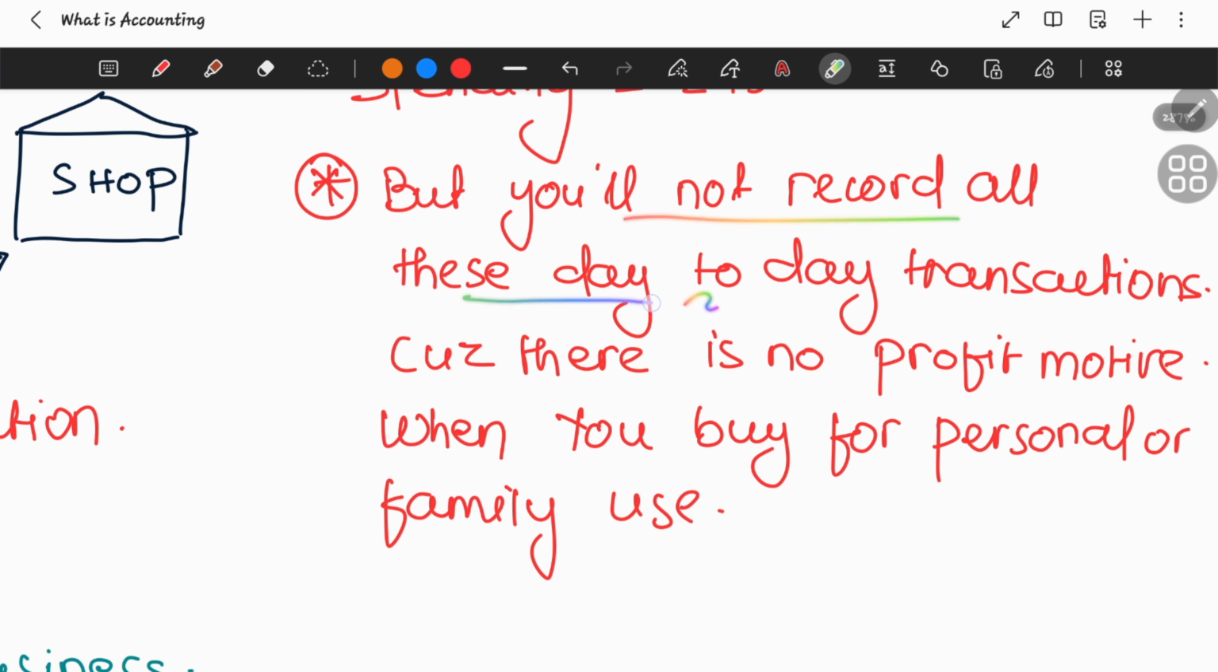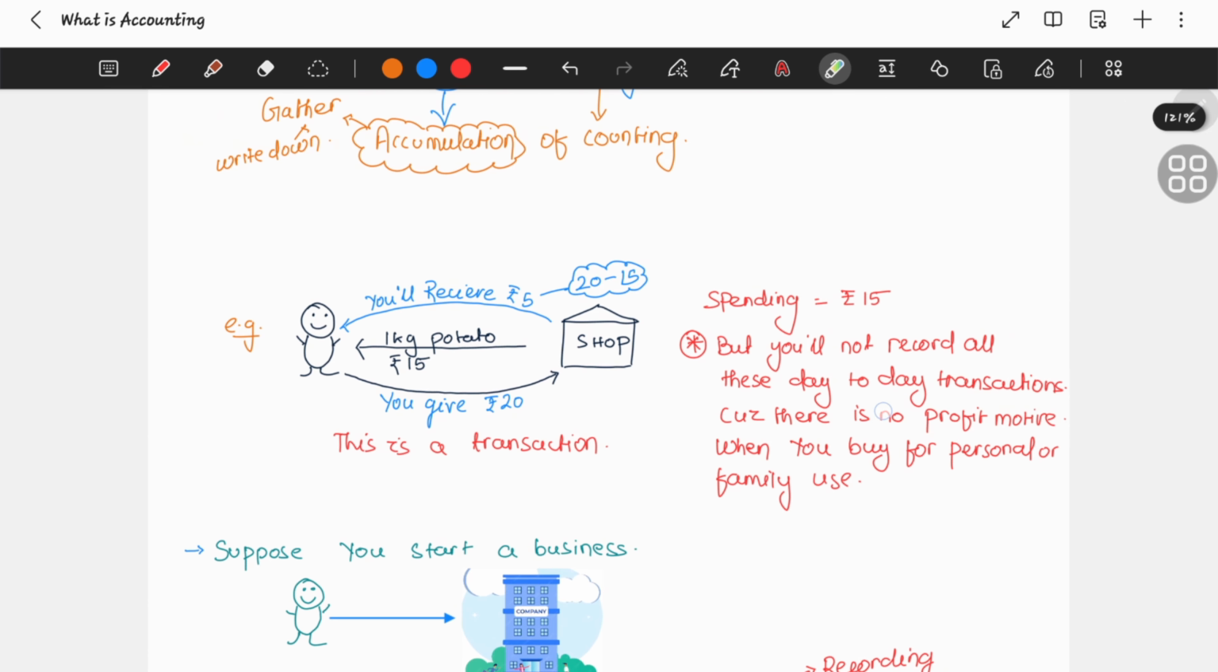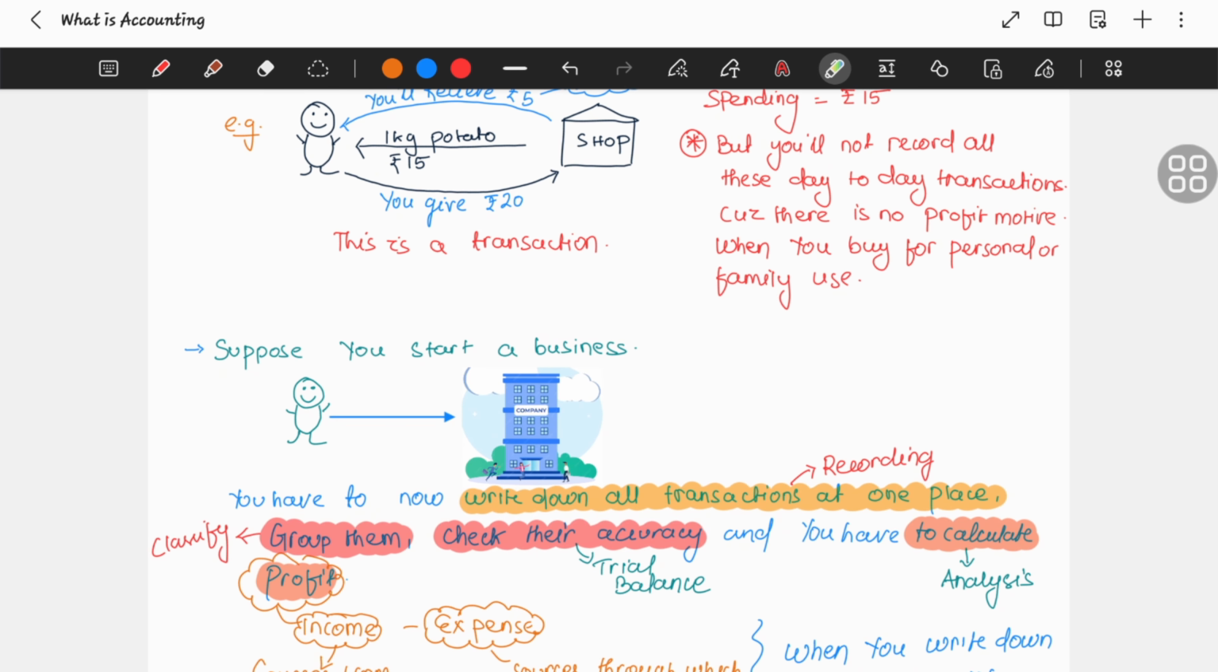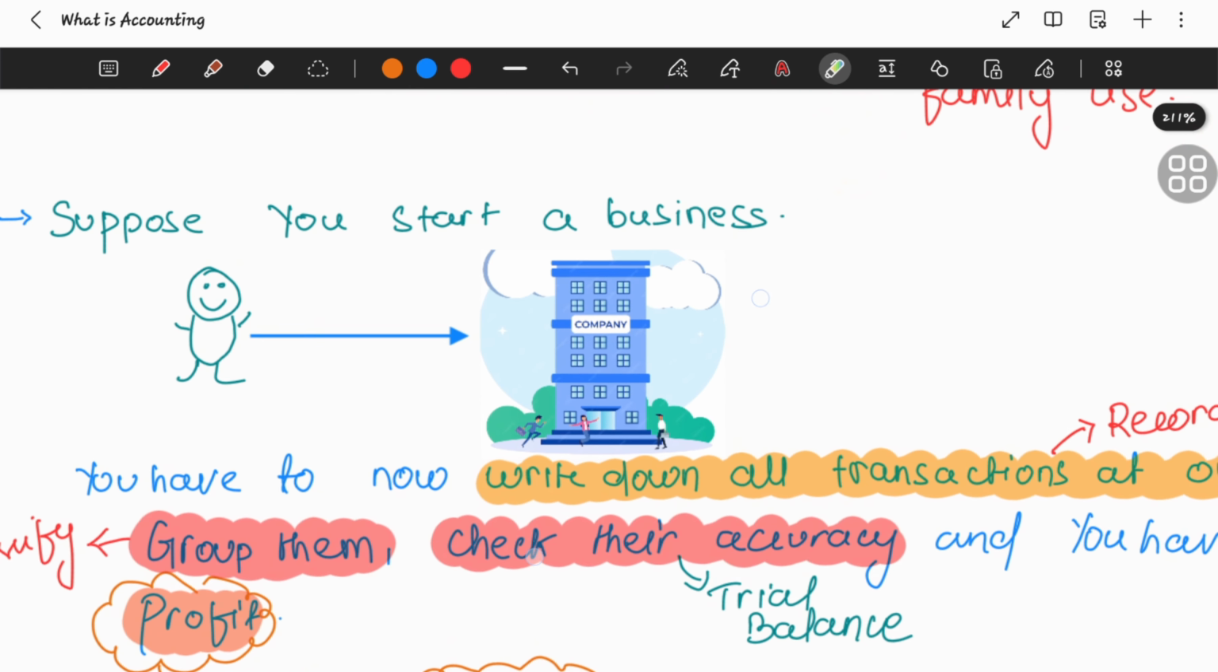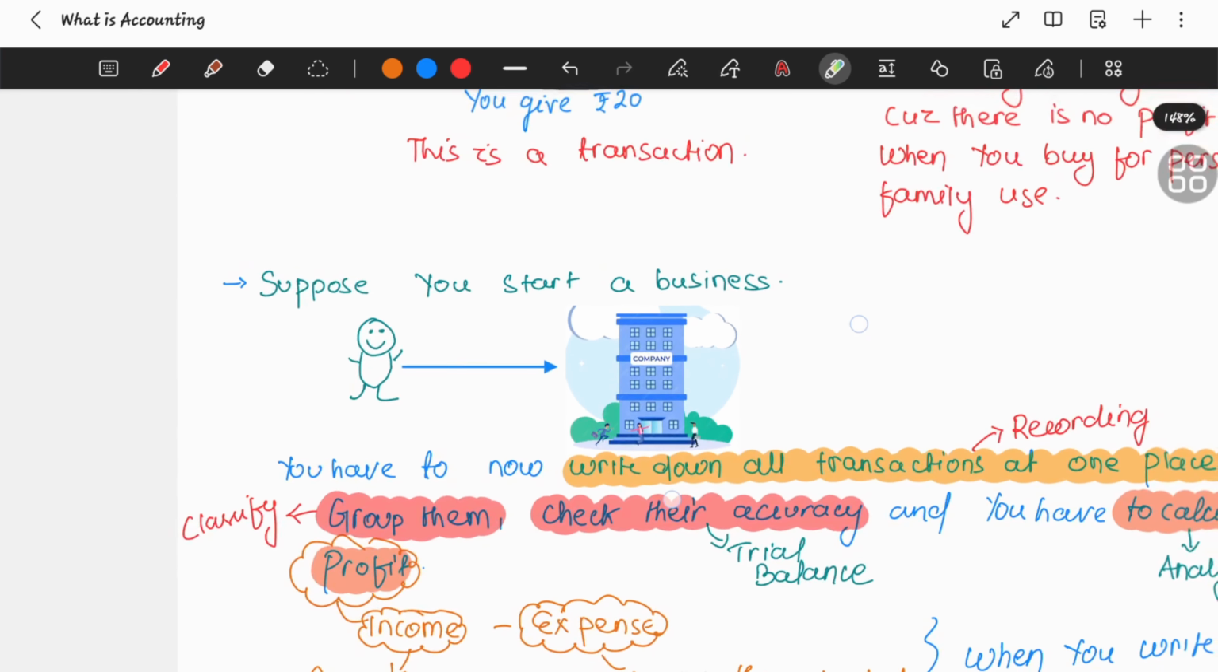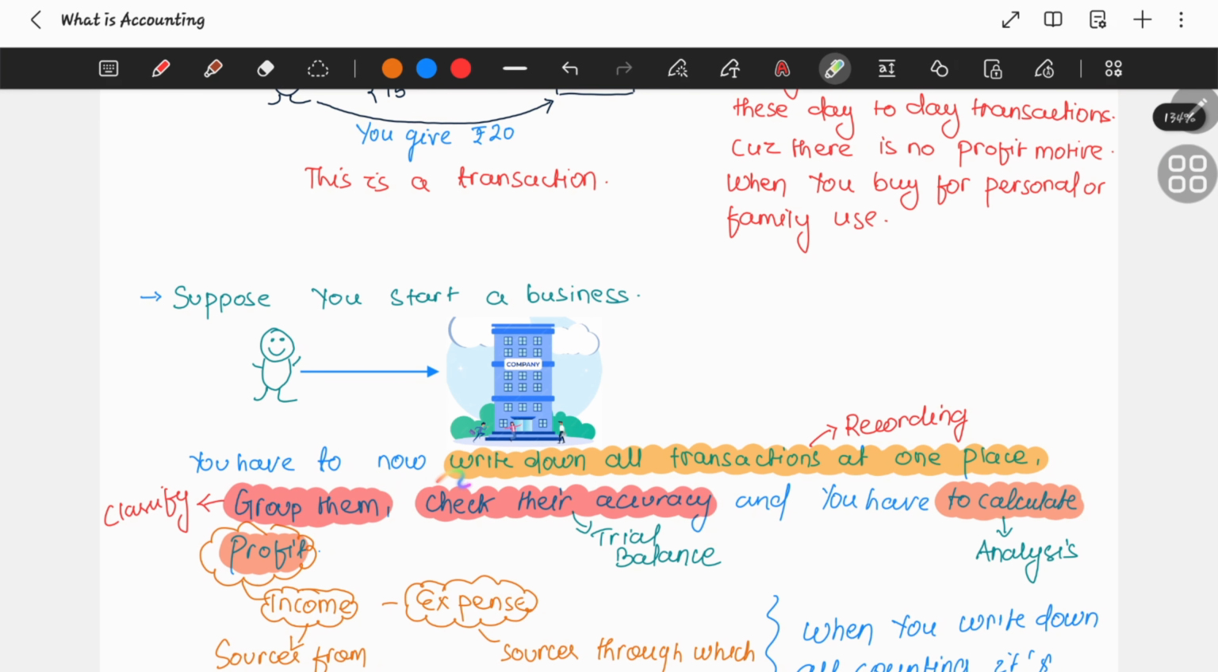So you will not record all these day-to-day transactions because there is no profit motive. Why no profit motive? Because you buy these things for your personal use or family use. When you buy things for your personal use or family use, that's not a profit motive. So when you start a business, why does it change? Because when you start a business, you have a profit motive, you have a certain goal that I have to earn profit in the market. So when you have a profit motive, you have to now write down all these transactions at one place.